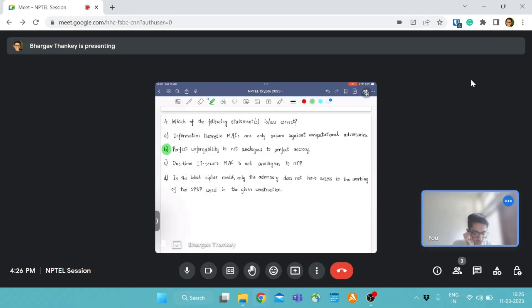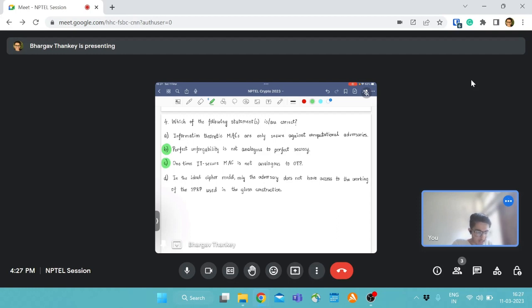Option C is, one-time information theoretic secure MAC is not analogous to OTP. Well, yes, this is also true because of the same reason that option B is true. Because when we use one-time pad, the message is completely secure, and when we use one-time information theoretic secure MAC, the adversary does have a negligible but non-zero probability of guessing the correct tag. So option C is also correct.